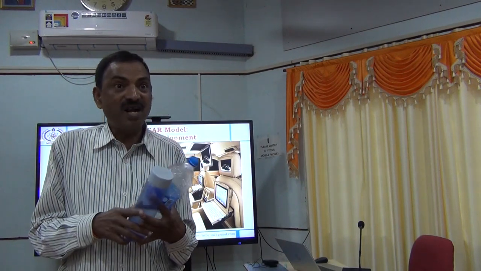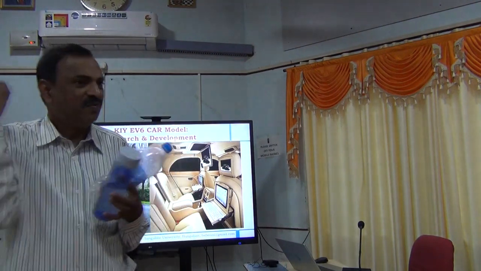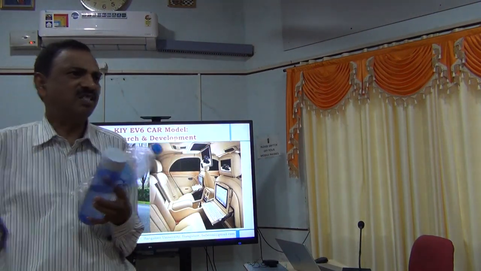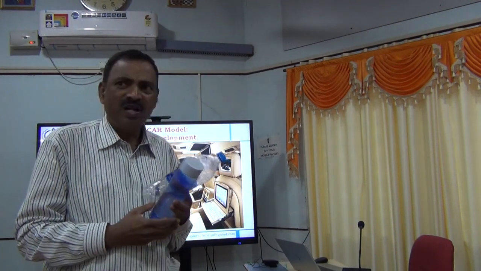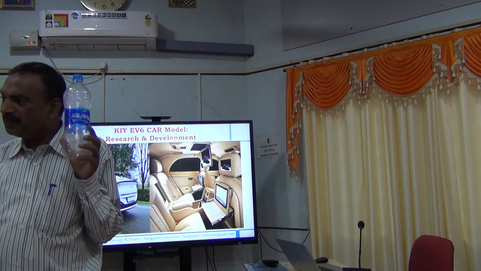So understanding is a very important element in the whole process, whether it is economics, sociology, marriage or whatever it is. Understanding the process is very important. Now I have two bottles, two models. I don't say water bottles. Now what is the difference between these two?